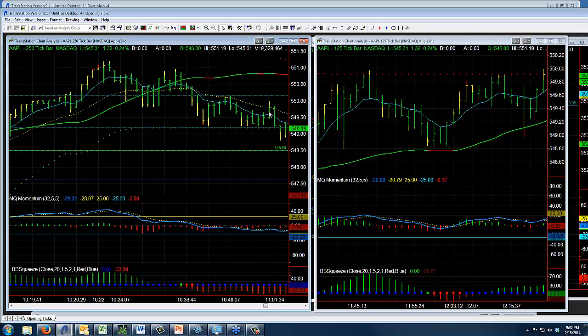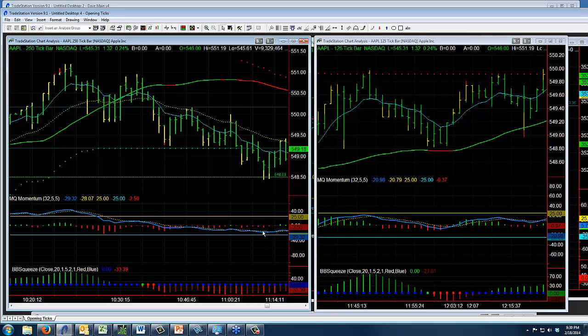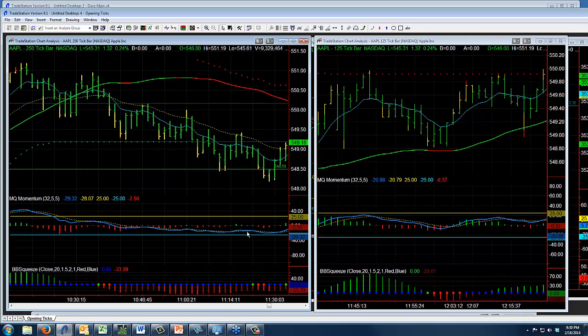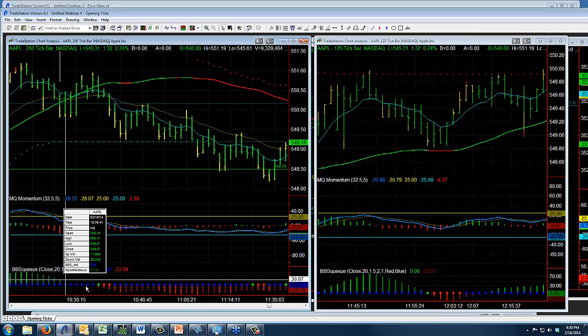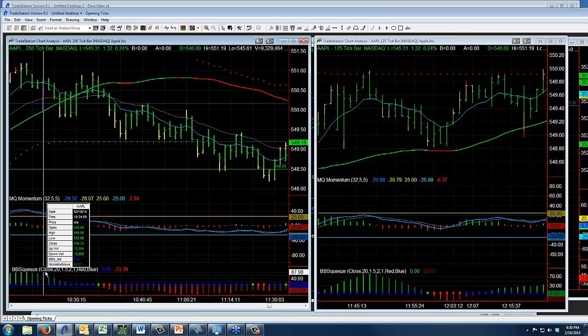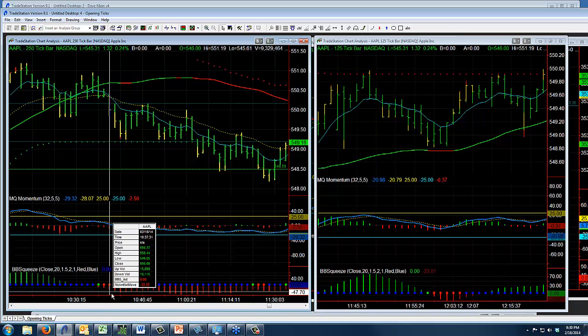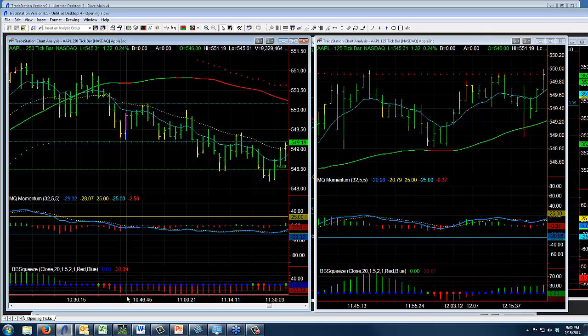I have an 8-period EMA, 21-period EMA, and MQ momentum, and the squeeze indicator. Squeeze indicator, I don't use the squeeze function. I just use the histogram bars. If the histogram bars are going lower, going red and they're going lower, that's bearish.